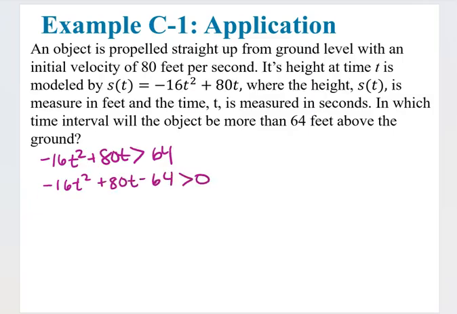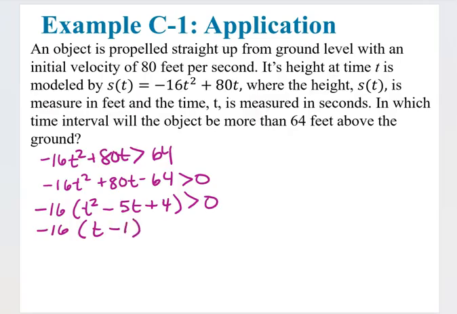And then I'm going to factor out that negative 16. So when I factor that out, I'm left with t squared minus 5t plus 4, and that is greater than or equal to 0. And that trinomial in there I can factor. That's t minus 1 and t minus 4. So we have two times for our boundaries. Our boundaries are t equals 1 and t equals 4.